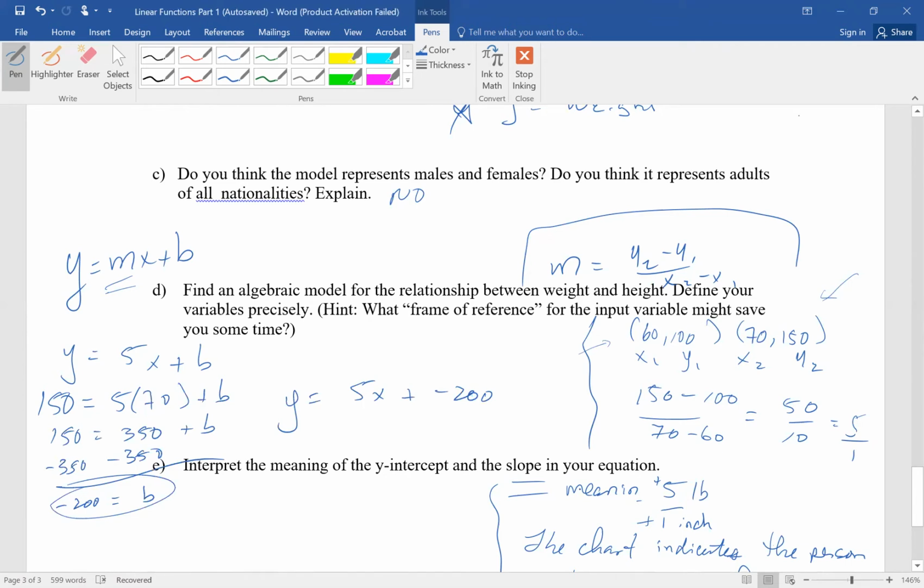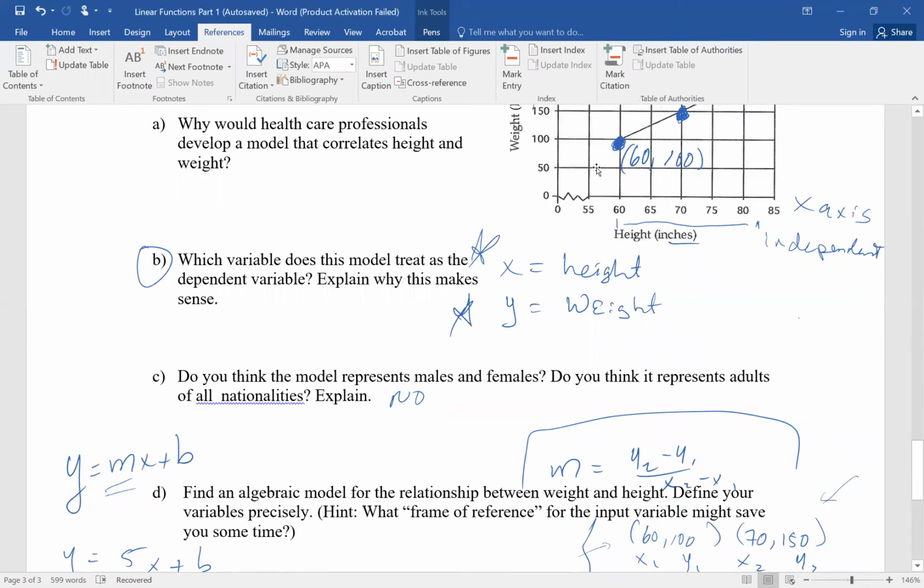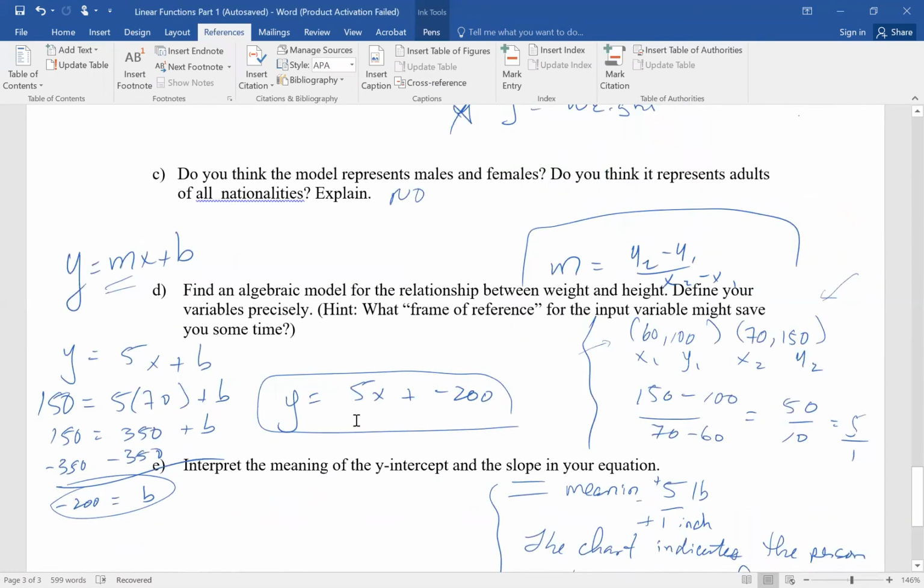Now, let's see if my calculations are right. 5 times 70 is 350. And if I put 150 in here, they're both positive numbers. And when I subtract 350 from both sides, I have some function that looks like this. Okay? Now, here's the problem. What's that minus 200? In other words, if I'm 0 pounds, could it be minus 200? So something's going wrong. What possibly could be going wrong?